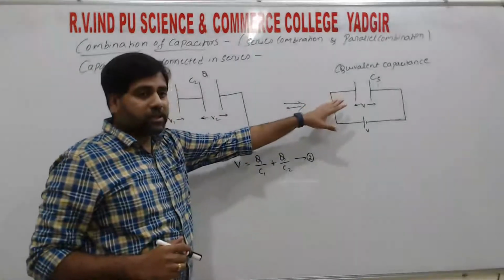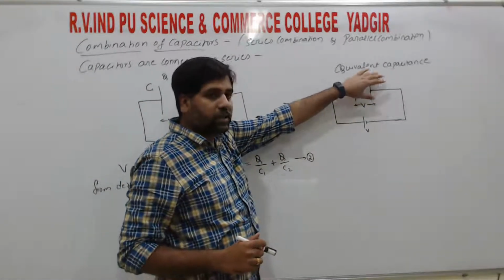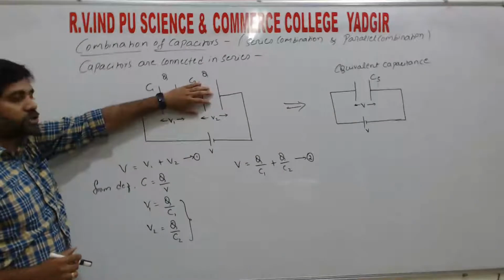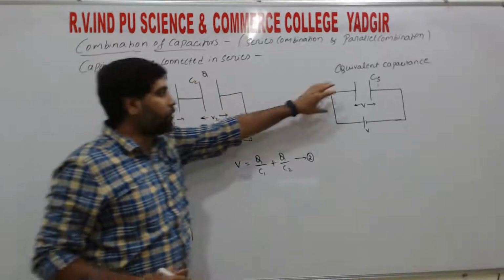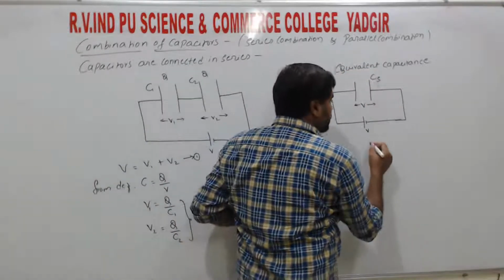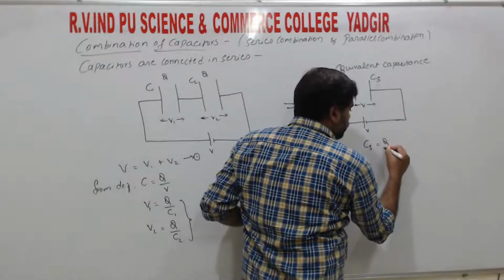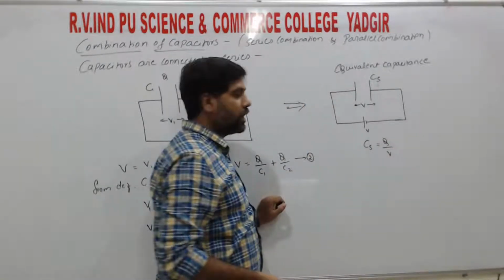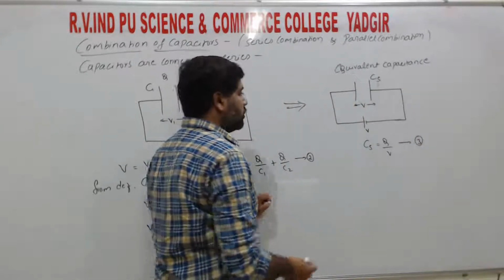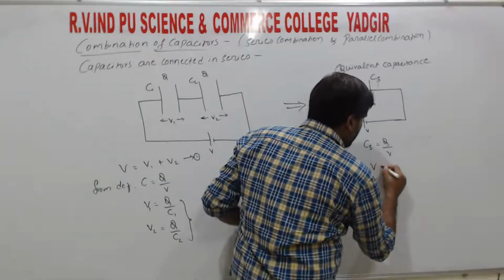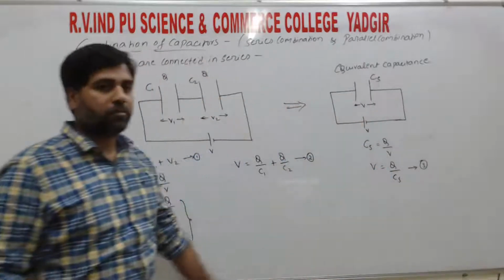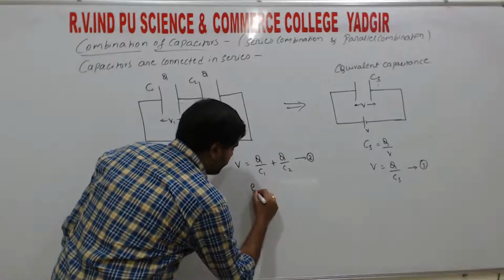So what is equivalent capacitance? A capacitor having a capacitance which produces the same effect as the capacitors connected in the combination. That type of capacitance we call the equivalent capacitance. Again, by the definition, Cs is equal to Q divided by V, right? Or we can write V is equal to Q divided by Cs, calling this equation 3.